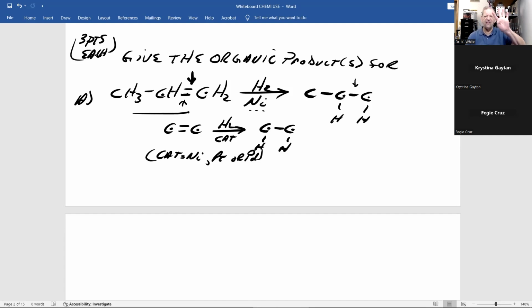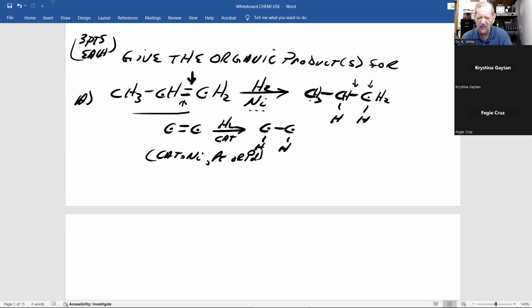Now, there's 4 bonds to carbon. This carbon has 3, 4 minus 3 is 1 hydrogen. This carbon has a hydrogen and 2 bonds here. 4 minus 3 is 1 hydrogen. And the end carbon here has 2 bonds, a hydrogen and a carbon. There should be 4 bonds to carbon. 4 minus 2. Oops. Yep, that's right.